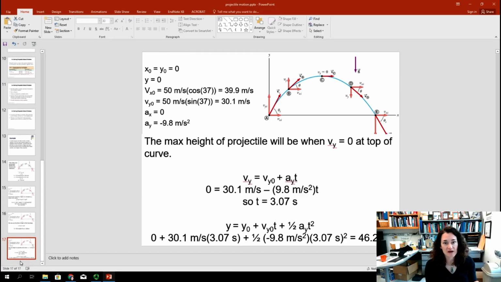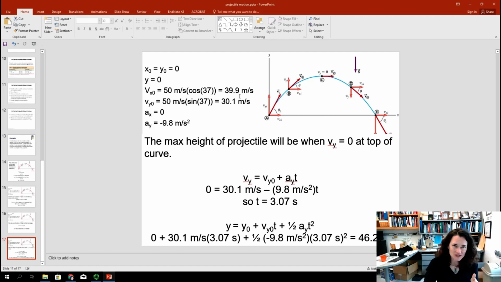Finally, I want to solve for the maximum height of my projectile. To do this, I can't look at the total time of flight, okay? If I looked at the total time of flight, I'd be back on the ground. So what I really want is this point right here at the very top of my trajectory. And at that point, Vy is equal to 0.